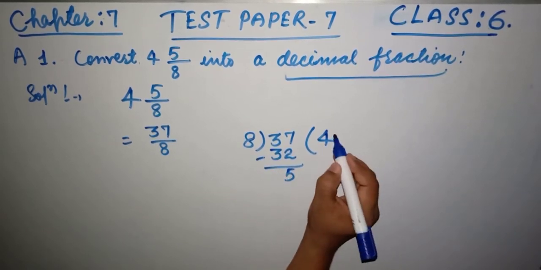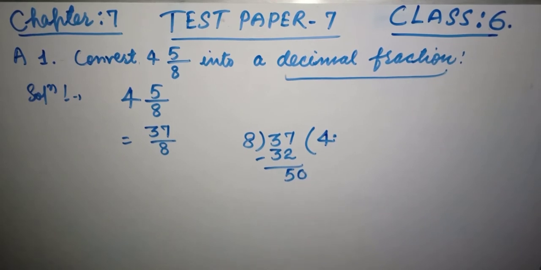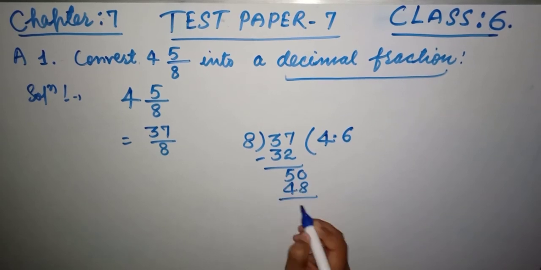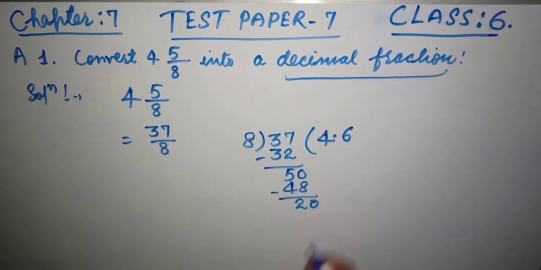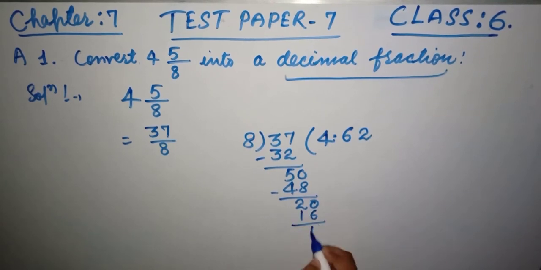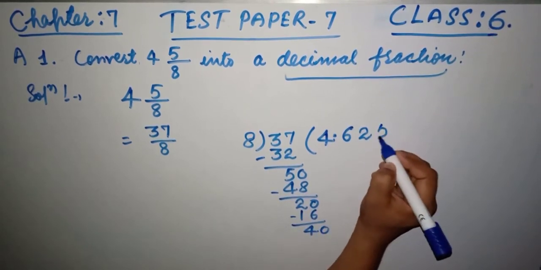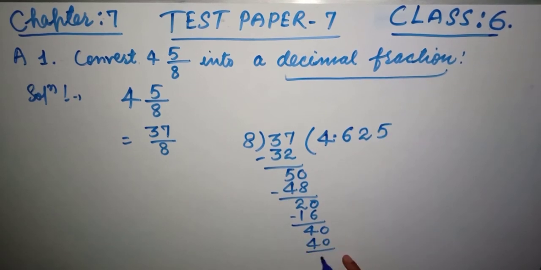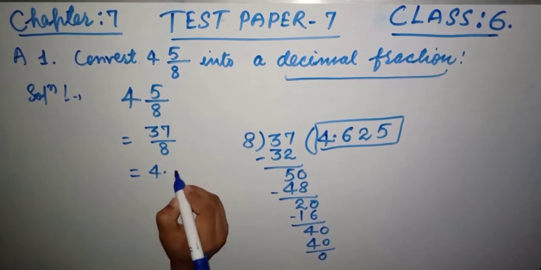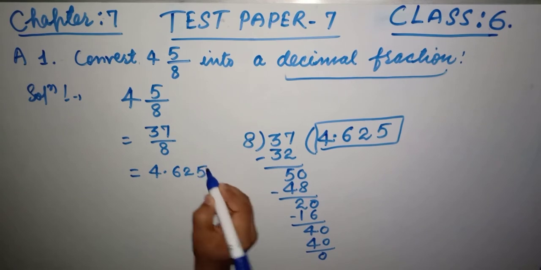Now here put the point and 0. Now how many times? 8 5s are 40, 8 6s are 48, 8 7s are 56, so 8 6s are 48. Okay friends, now here 2 is the balance. Now put one more 0. Then read the table. 8 2s are 16. This is 4 and 0, and then 8 5s are 40. So friends, this is your answer, and we can write here 4.625. This is your final answer.